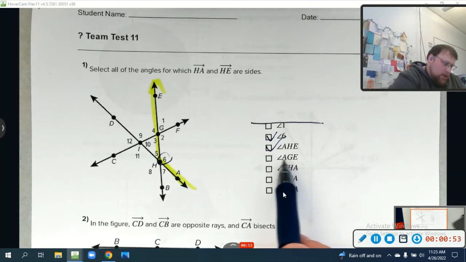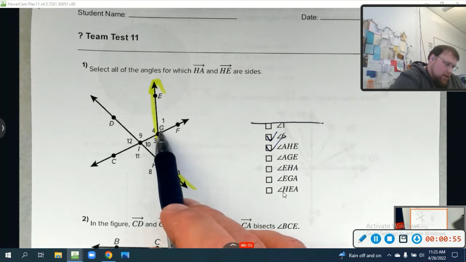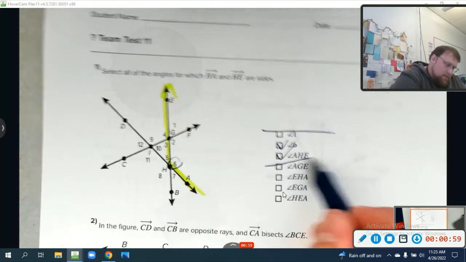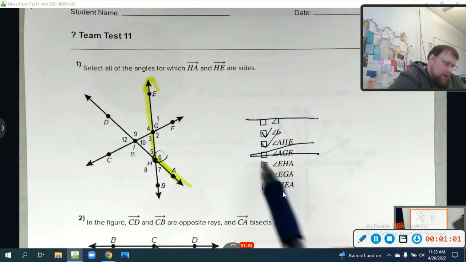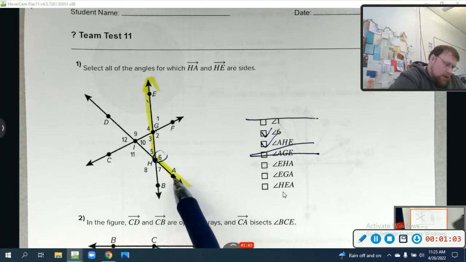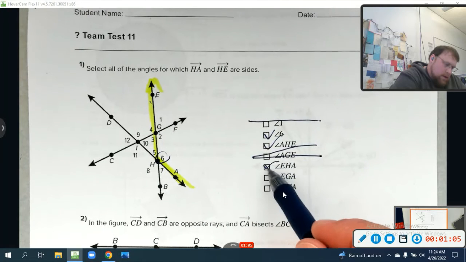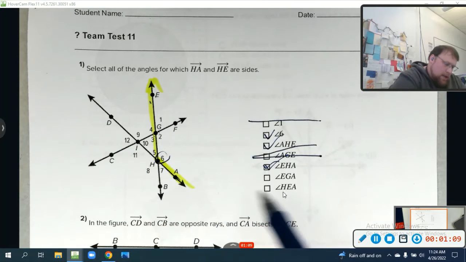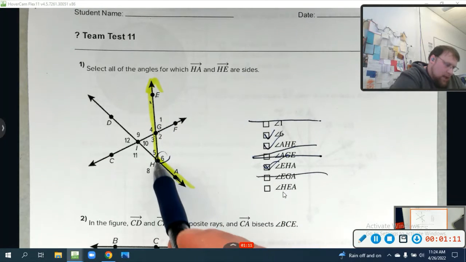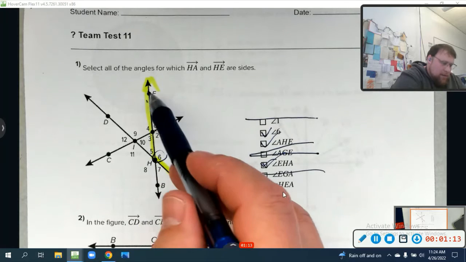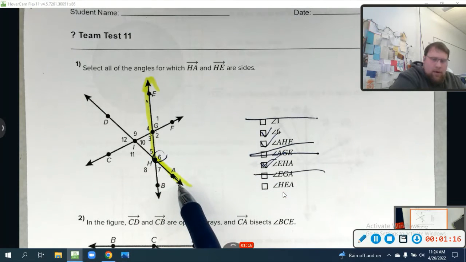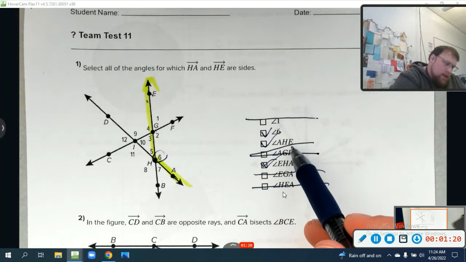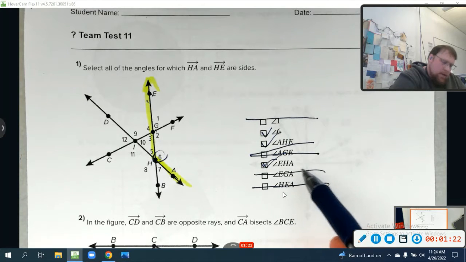Is it AGE? Let's see, A. Oop, A goes to G, it skips H. That'd be like an extra line drawn there, that's not it. Is it EHA? EHA, yeah, it sure is. EGA, EG, again skipping H, nope. And HEA, no, that would be a separate angle if I were to draw a ray from E through A. It's not that. So yeah, it's those three, angle 6, angle AHE, and angle EHA.